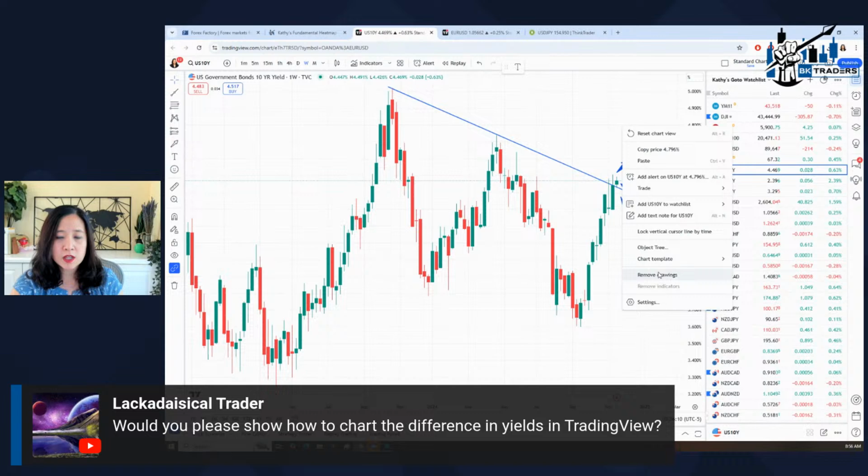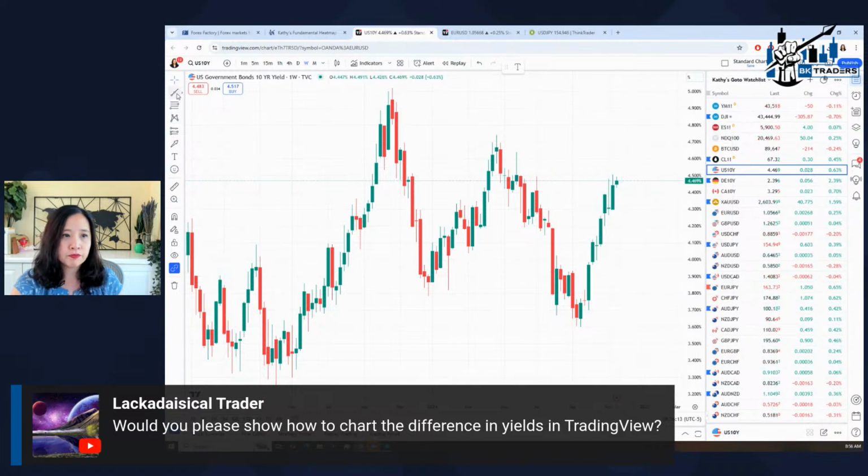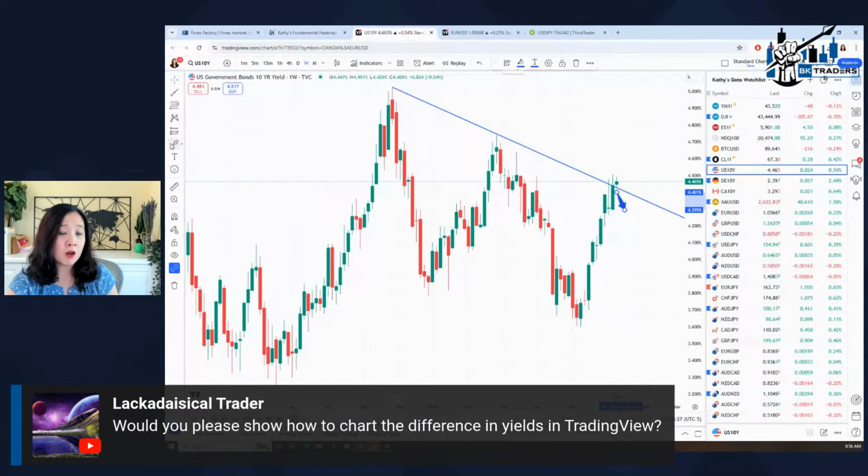Let's get rid of some of these things so we know what I'm talking about. So we draw back our trend line, pretty much right around here. Right now yields are up. And if yields come back below the trend line, which it looks like maybe it could, maybe it could not, we'll see.